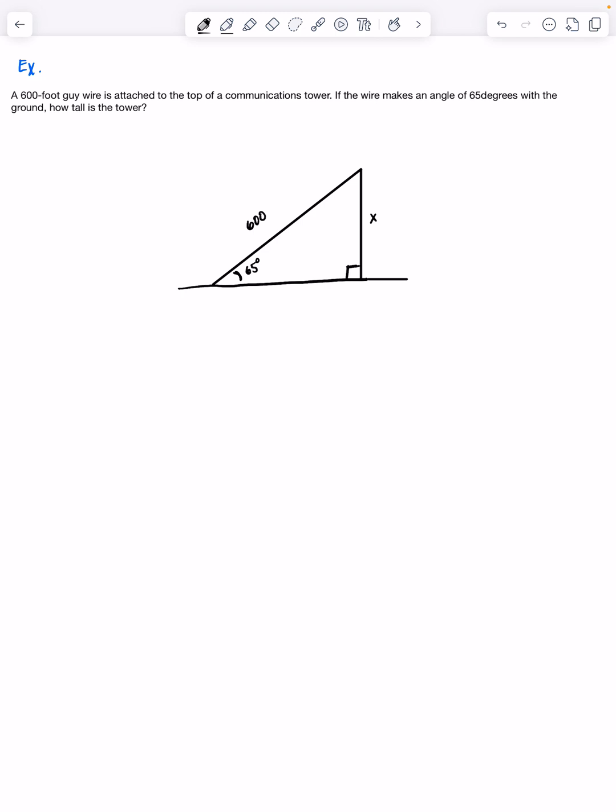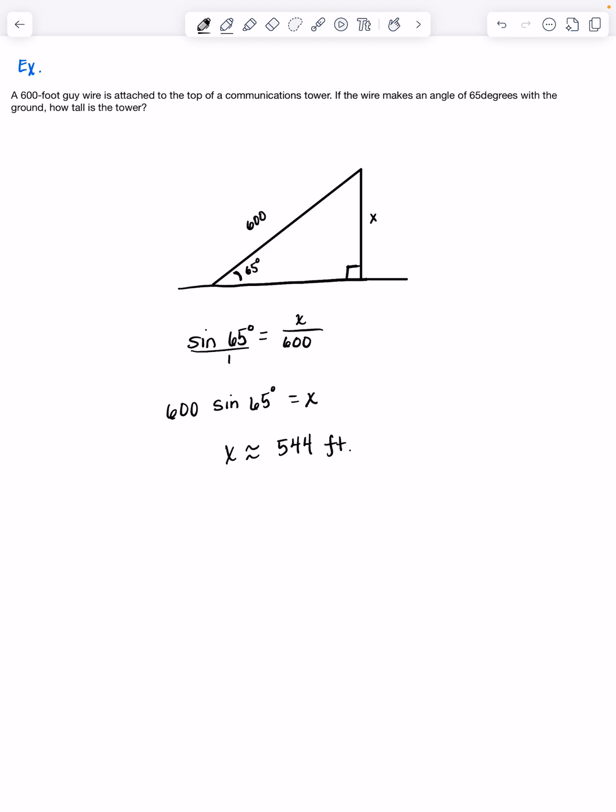So we know that the sine of 65 degrees is going to equal the opposite over the hypotenuse, right? Cross multiply like we've been doing. So I've got 600 times the sine of 65 degrees equals X. And so X, just plug that in your calculator, 600 times the sine of 65 degrees, and you're going to find that the height of that tower is approximately 544 feet.